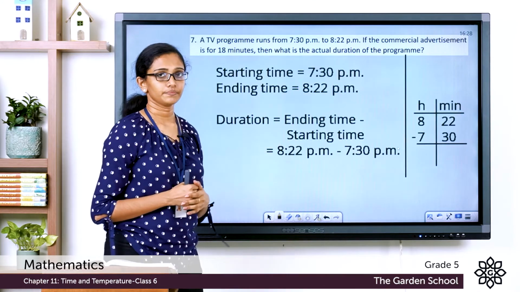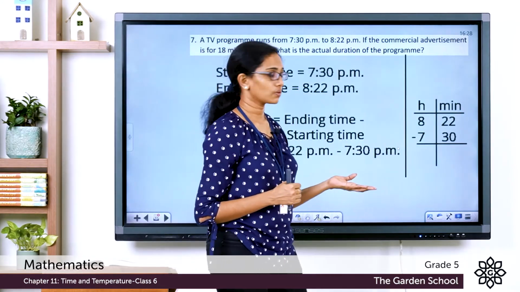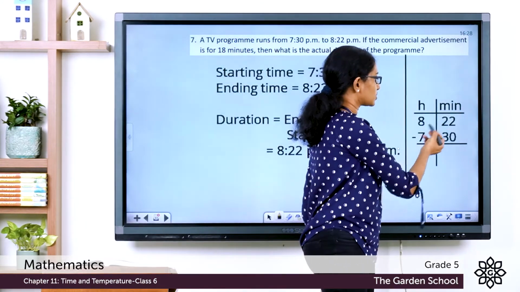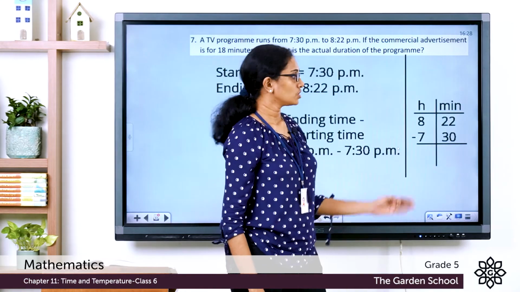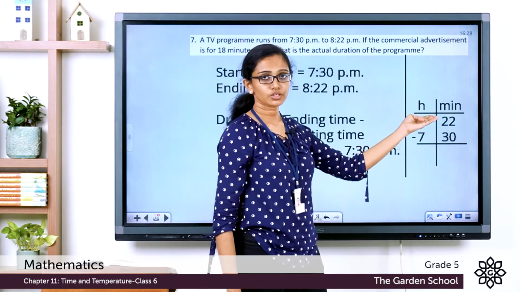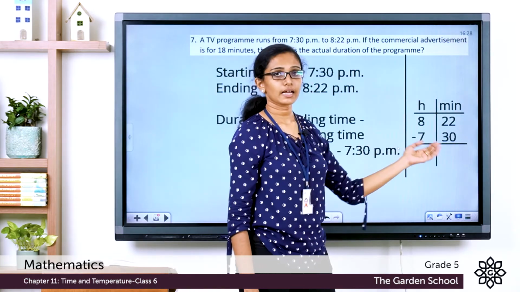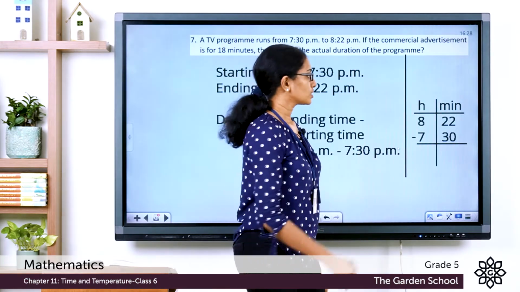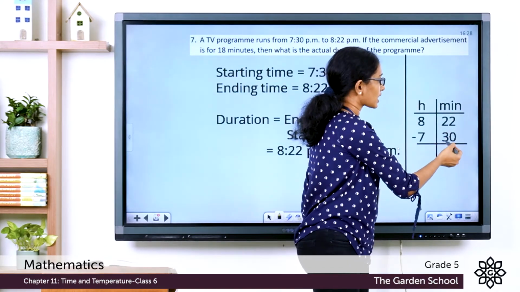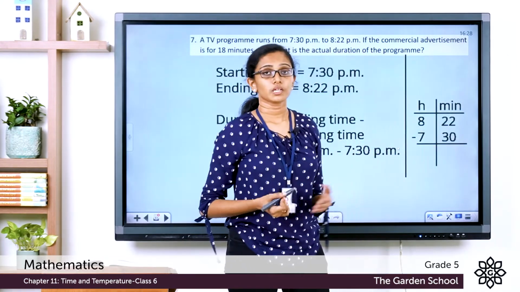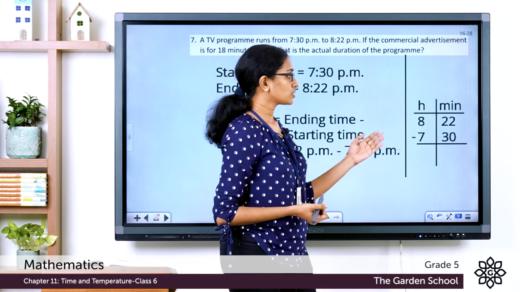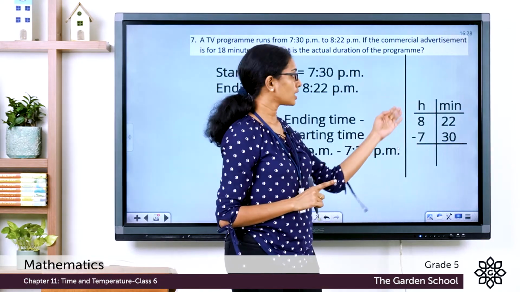Minus 7:30 p.m. So the duration of the program is 8:22 minus 7:30. Here we have 8 in the hours column, 22 in the minutes column, and 7 in the hours column and 30 in the minutes column. We have to subtract 30 minutes from 22 minutes, which is not possible. So we have to borrow 1 hour from the hours column.